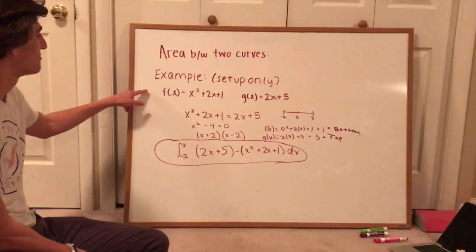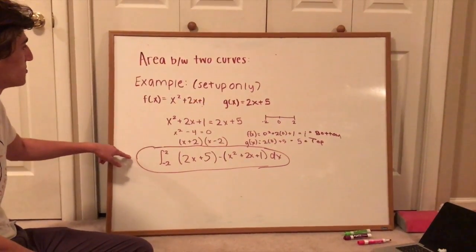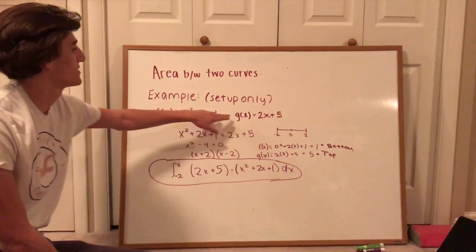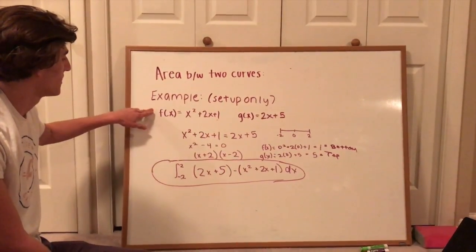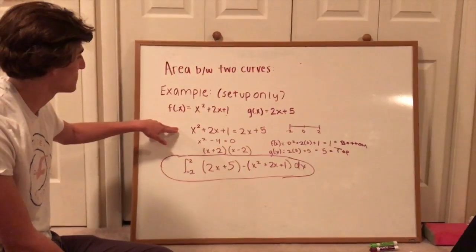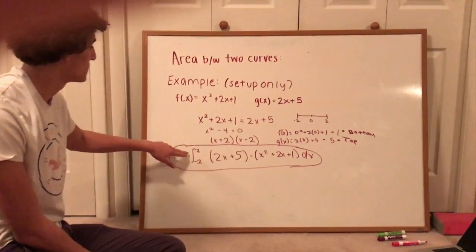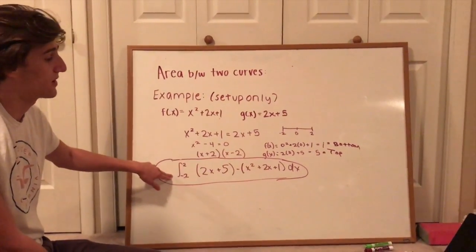In this problem, I'm finding the equation to find the area between two curves, and it's just the setup. So this is f of x, this is g of x, and to find the bounds, which is what you have to do first, you have to set them equal to each other, which I do here, and the answer is (x + 2)(x - 2), so therefore the bounds are positive 2 and negative 2.